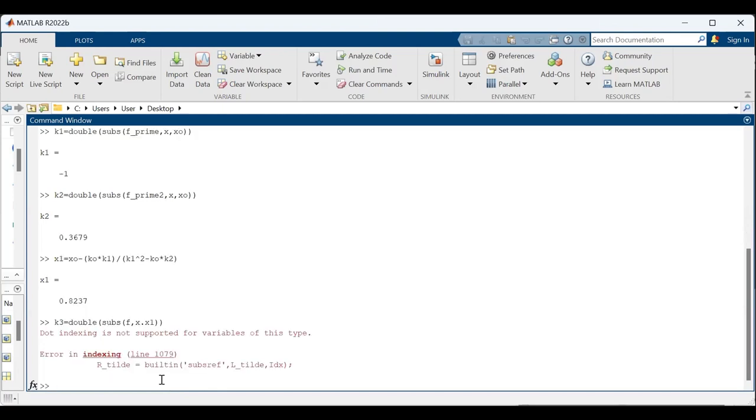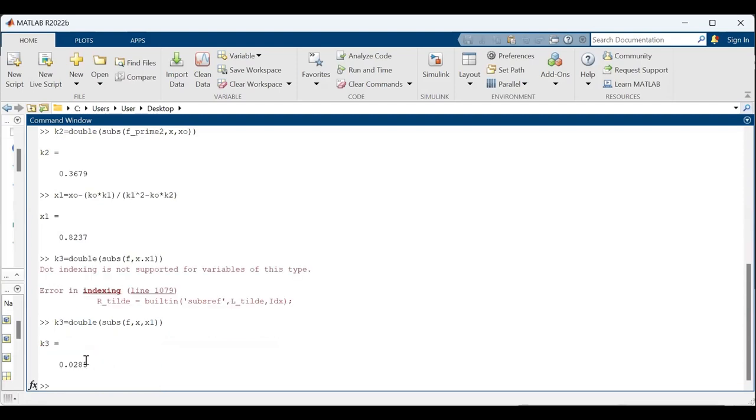Okay, so if I do that, oh, what have I left out? Oh, the point. I put a point here instead of a comma. Sorry. So K3 is equal to double, sub, in the function f, x comma x1. So this is not part of our discussion. I'm just trying to confirm if the value that we are getting is right. It's not part of the discussion, please. We're not learning MATLAB. So this is 0.028 something. I think we got something like this as f of x1. So this is f of x1. We got this value, something like that. You can check that, isn't it?